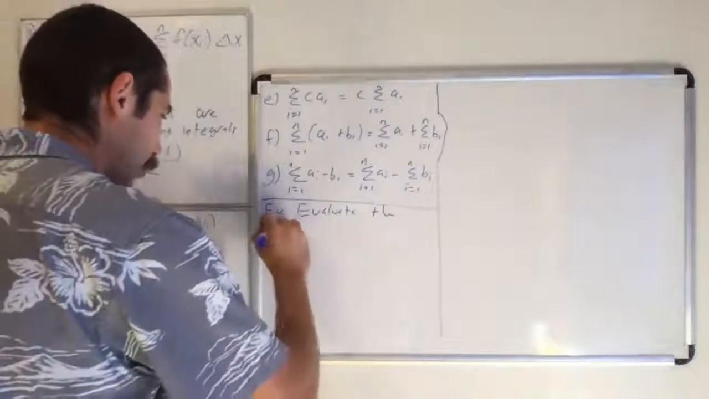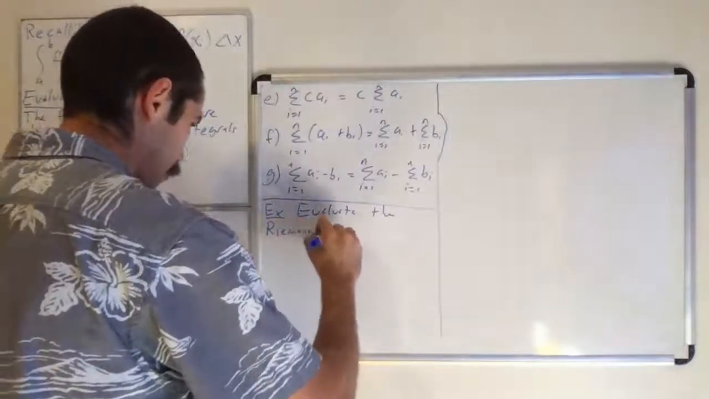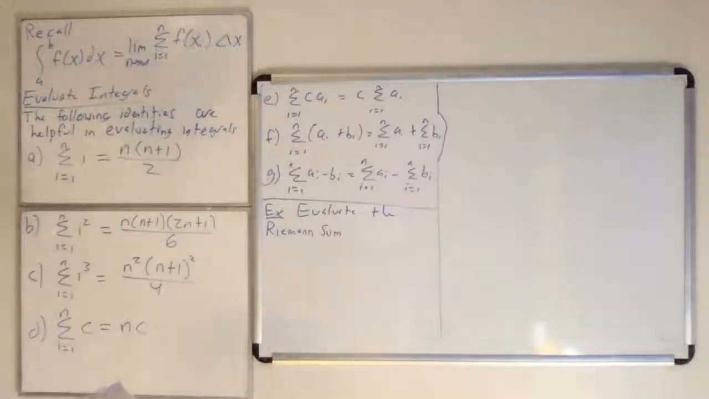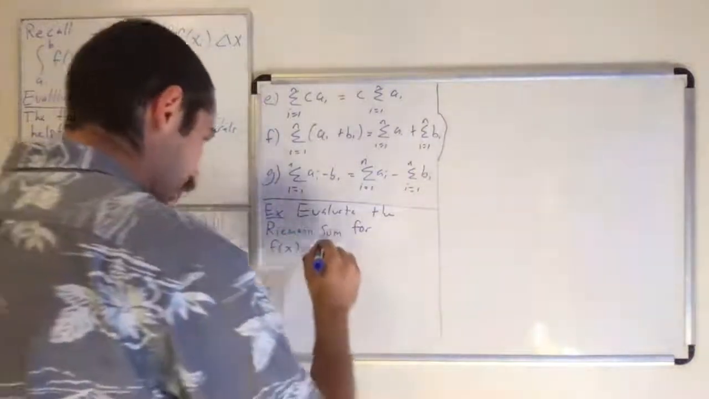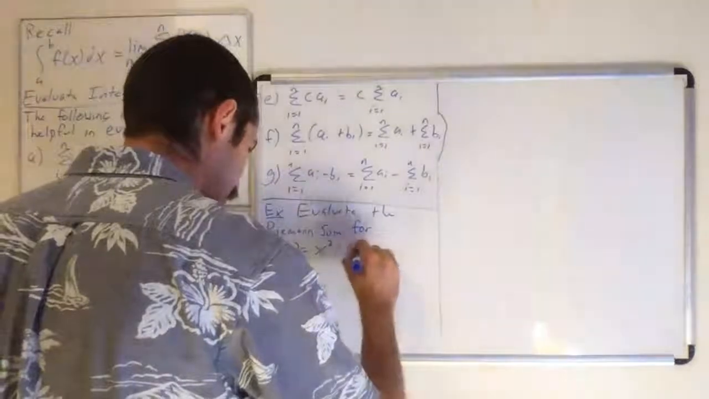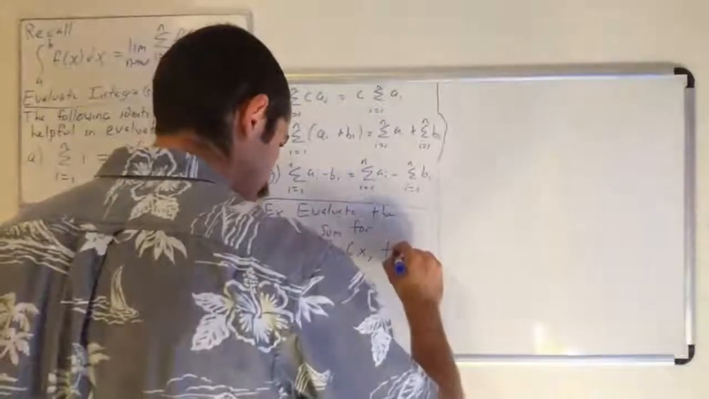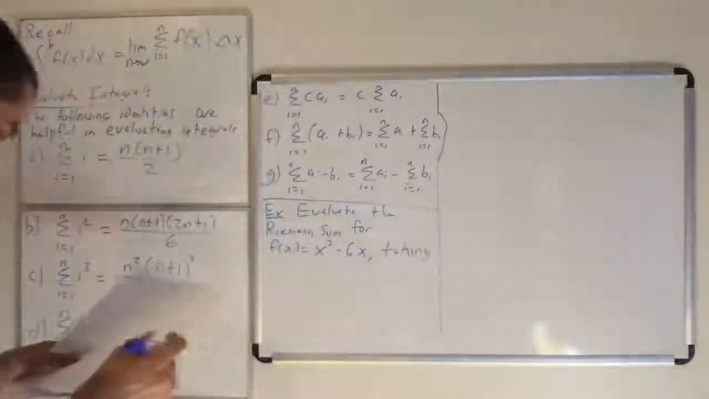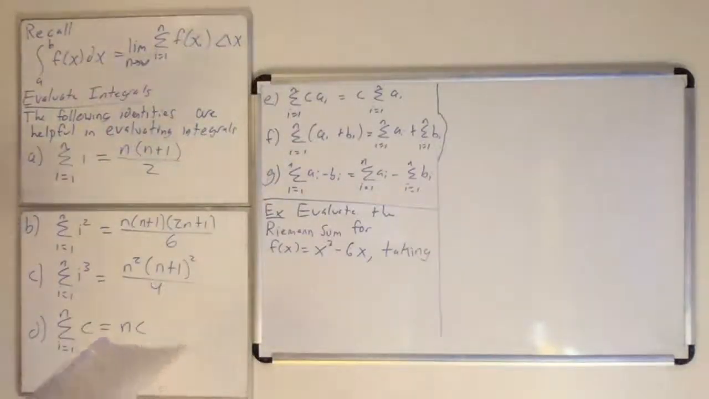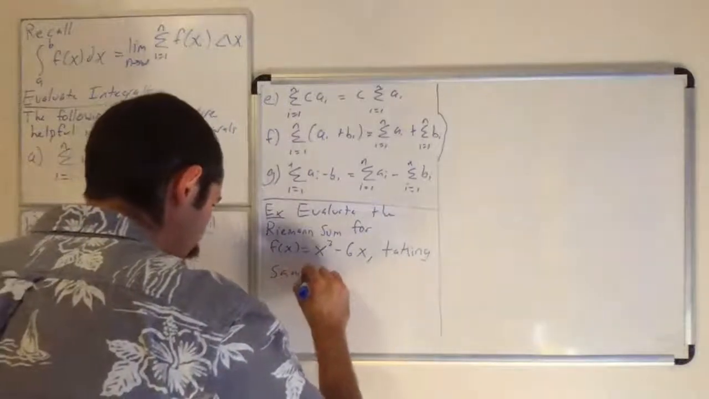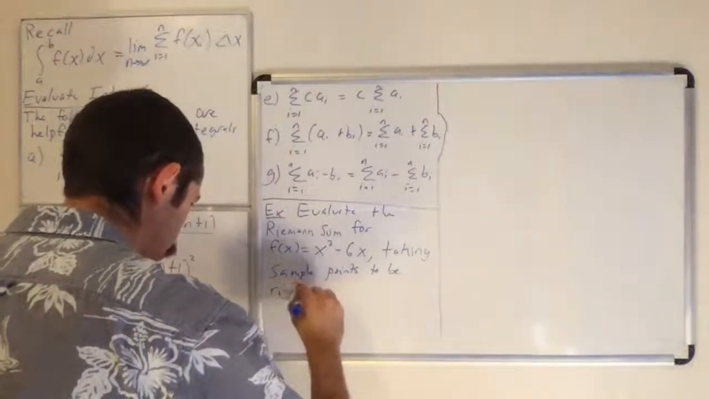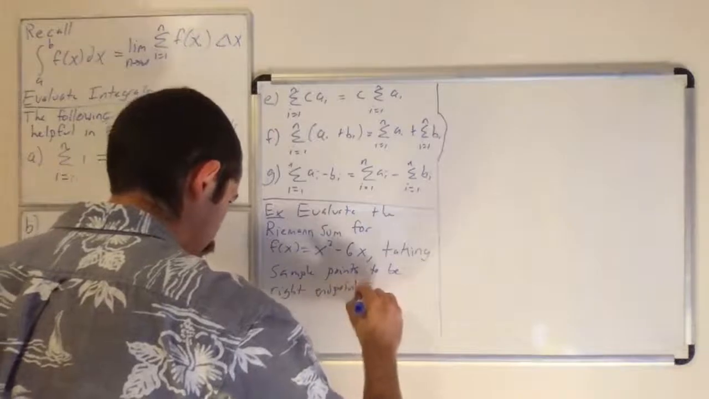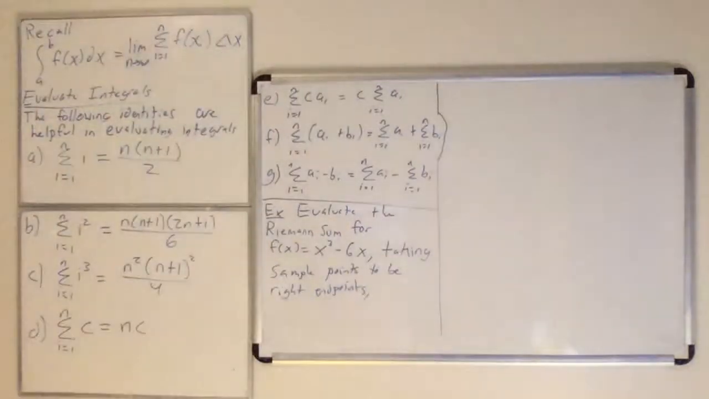So the question is, evaluate the Riemann sum for the function f of x equals x to the third minus 6x, taking the sample points to be right endpoints. a equals 0, b equals 3, and n equals 6.